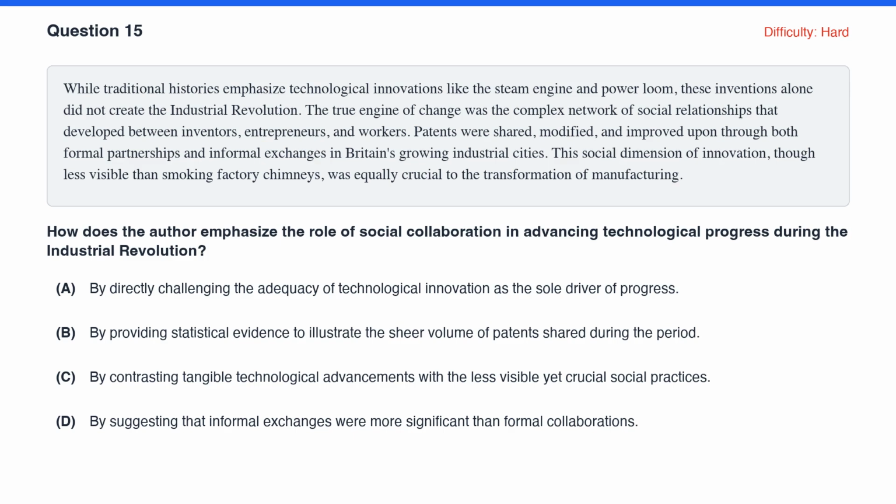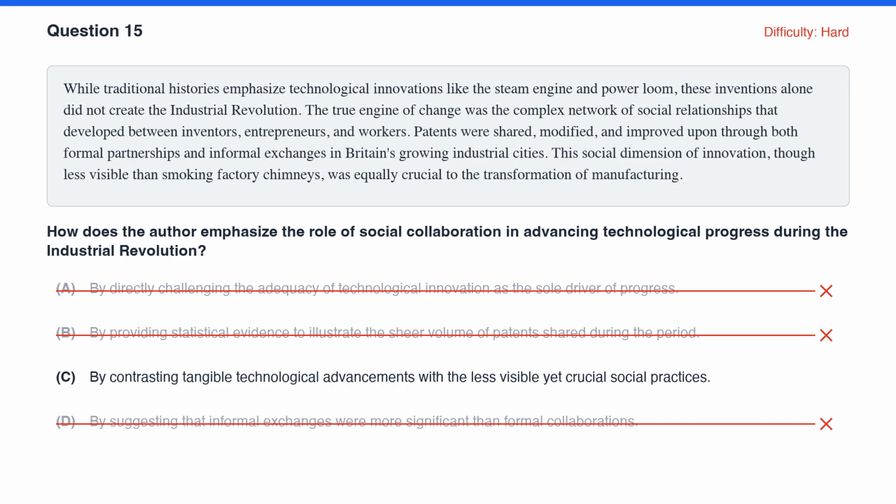We need to identify the rhetorical strategy the author uses. The choices offer 4 possibilities: directly challenging technology's role, citing statistics, drawing a contrast between visible tech and invisible social practices, or ranking informal over formal exchanges. Choice A overstates the author's stance. The passage qualifies, rather than directly challenges, the adequacy of technological innovation, stressing collaboration as a complement.